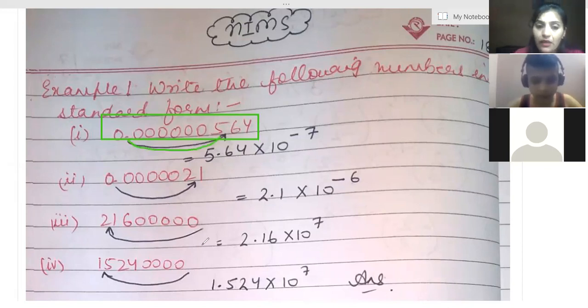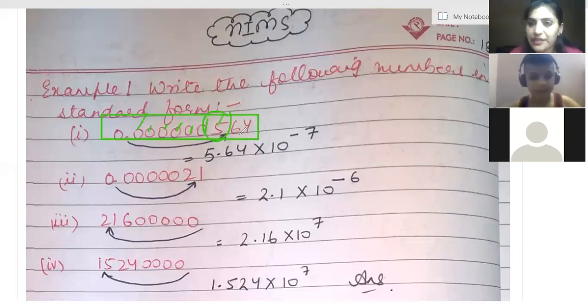Okay beta, see now you have to displace this point to a place which is after the first digit. Just keep this thing in mind: whenever you have to place that decimal, it will be after the first digit. Now see how many places you have moved. 1, 2, 3, 4, 5, 6, 7. So it will become minus 7.